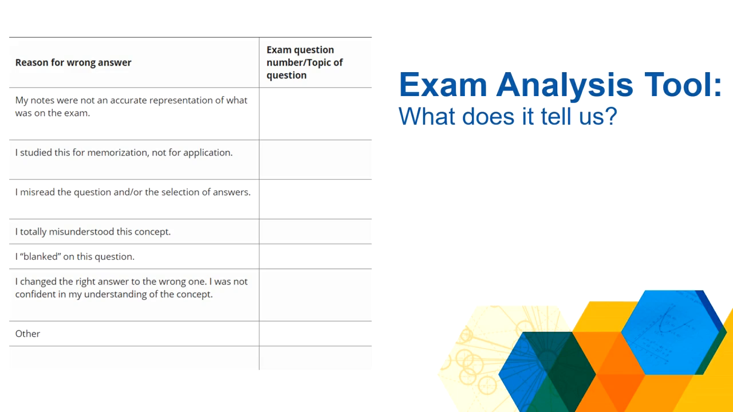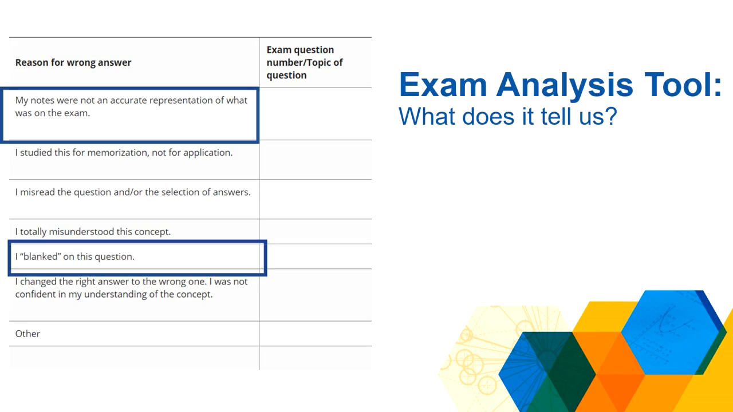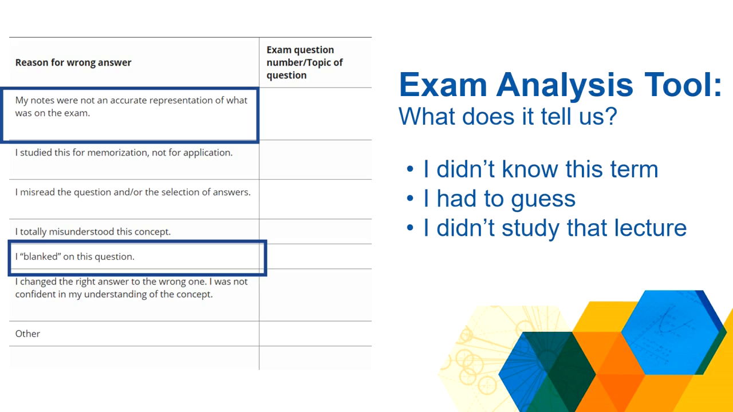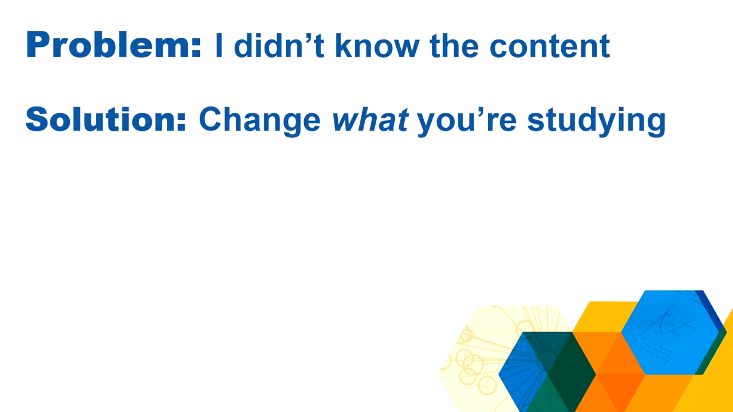A next group of things that you could potentially be getting wrong a lot are things like my notes weren't an accurate representation of what was on the exam, or I blanked on this question, or I didn't know this term, I had to guess, I didn't study that lecture. These are content problems. So the solution is to change what you're studying. You're walking into the exam and you don't have the knowledge in your head to answer the questions. You need to study that information.